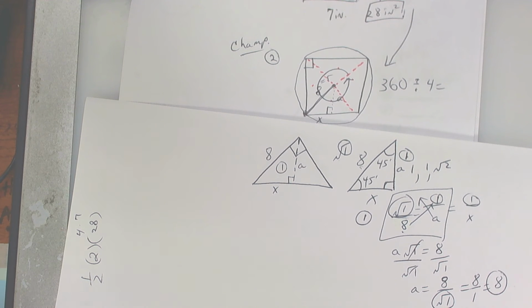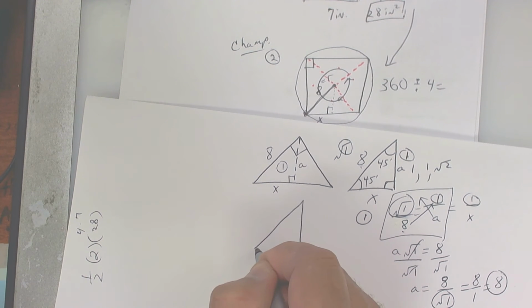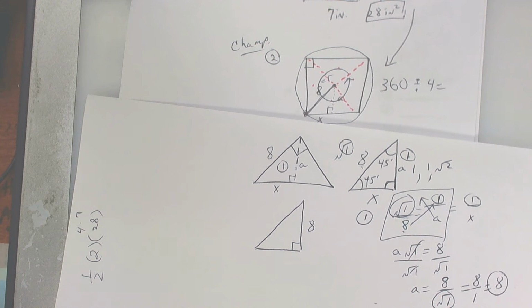So here's what we have. We now have the apothem, which is 8. Okay, and we have the bottom, which is 8. Okay, and you might say, well, wait a second. The hypotenuse is supposed to be bigger, and that is true. So let me take a look at my work here. All right, so it's 1, 1, square root of 2.